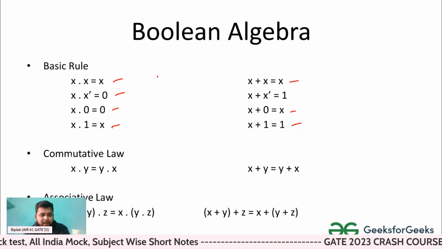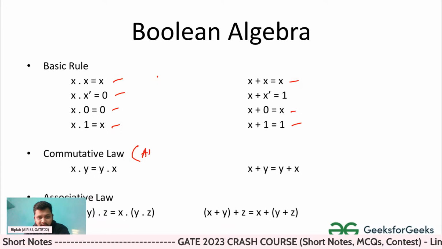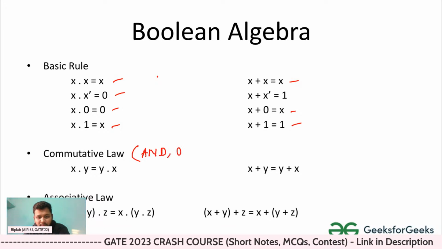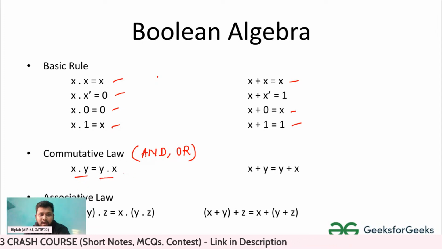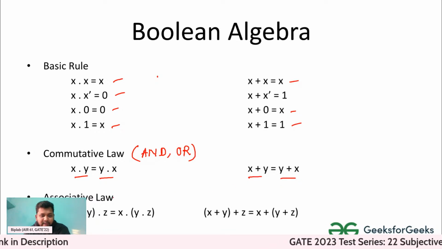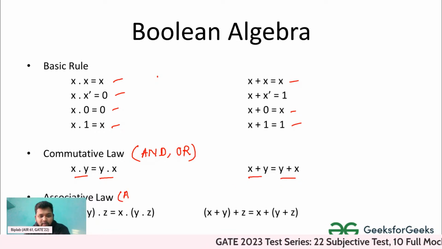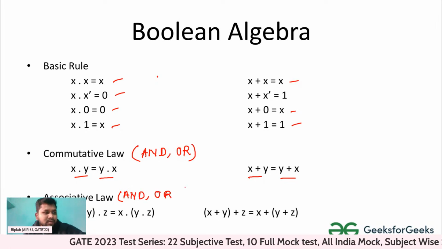Okay. So AND and OR both follow the commutative law. Okay, x AND y equals y AND x, and x plus y equals y plus x. The associative law is also followed by both AND and OR operations.